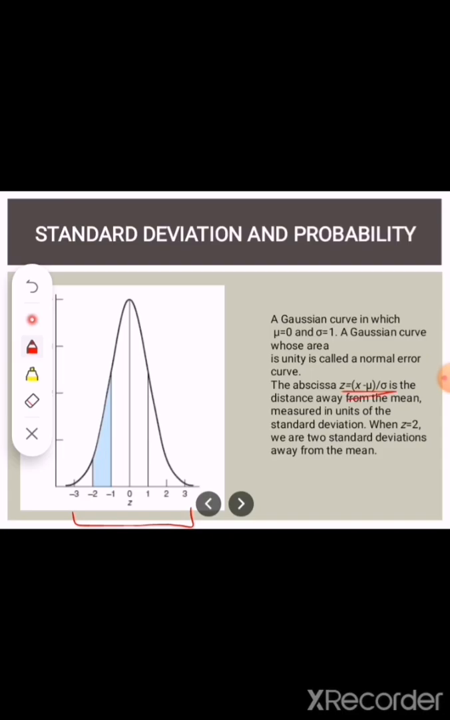Okay, so for example, sinabi na z is equal to 2, instead of 1, 2, 3, yung ating standard deviation magiging 2, 4, 6 siya. Same goes with the values to the left, negative 2, negative 4, negative 6. Yung value natin to the right will always be equal to the value to the left. Yun nga lang, negative yung nasa left.